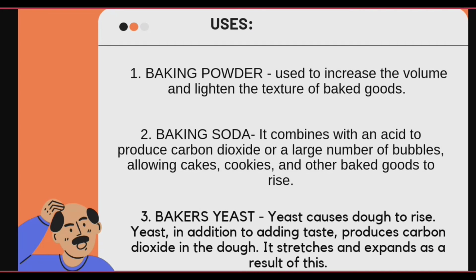The uses of leavening agents. First is baking powder, used to increase the volume and lighten the texture of baked goods. Second, baking soda. It combines with an acid to produce carbon dioxide or a large number of bubbles, allowing cakes, cookies, and other baked goods to rise. Baker's yeast. Yeast causes dough to rise. Yeast, in addition to adding taste, produces carbon dioxide in the dough. It stretches and expands as a result of this.